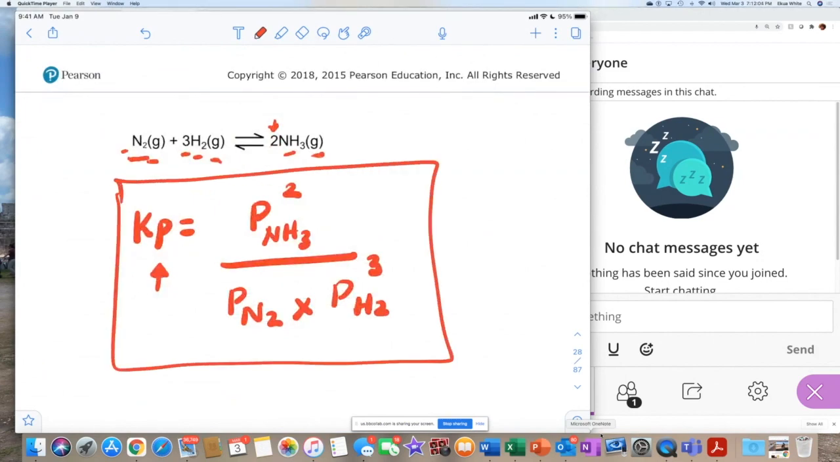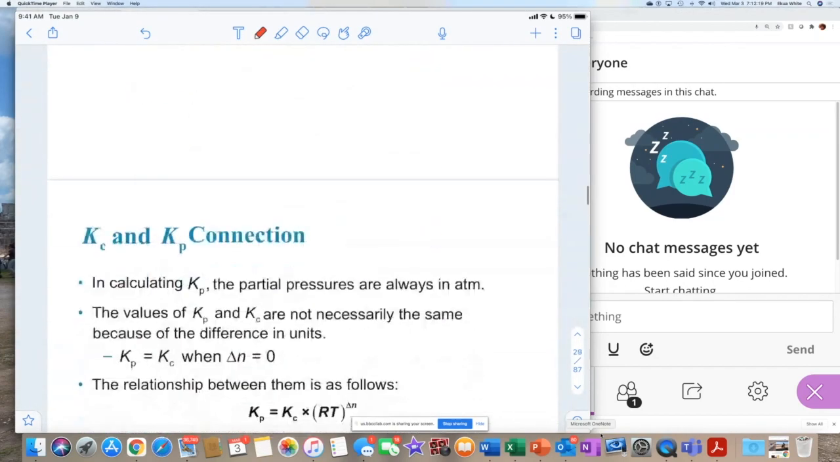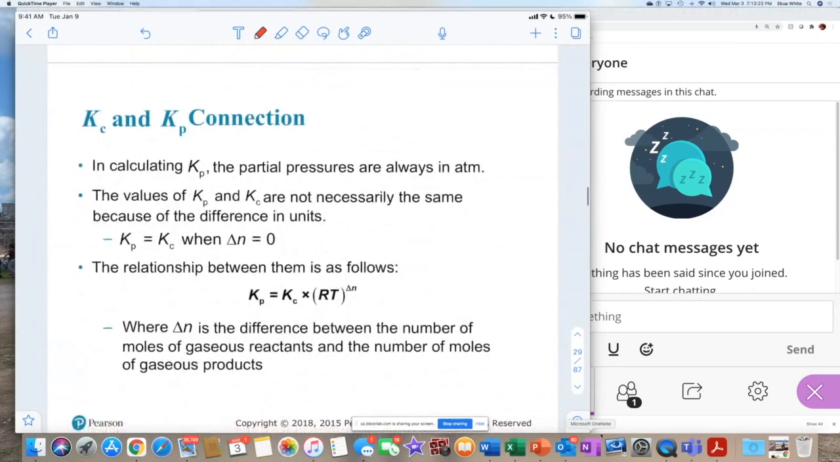The difference here is you don't have the brackets showing you the concentration. So you write this according to what they're asking you, okay? The method is similar, just the presentation is slightly different because the focus is different. Now the question is, are Kc and Kp the same thing? It does kind of look like it's the same thing, right? Not necessarily.